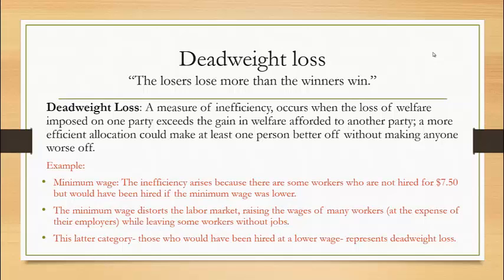And so in this example of minimum wage, those who would have been hired at a lower wage represent dead weight loss, right? These are individuals who are being lost. The efficiency is being lost. The benefit to those workers of having employment is lost because we're giving a greater income to the ones who are already employed.